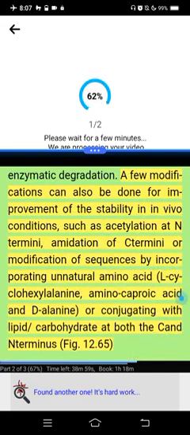A few modifications can also be done for improvement of the stability in in vivo conditions, such as acetylation of N-termini, amidation of C-termini, or modification of sequences by incorporating unnatural amino acids like L-cyclohexylalanine, aminocaproic acid, and dialanine, or conjugating with lipid or carbohydrate at the N-terminus, Figure 12.65.